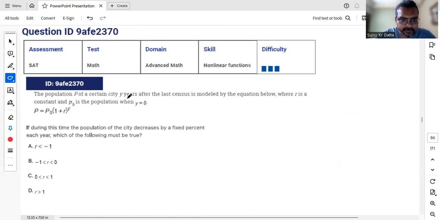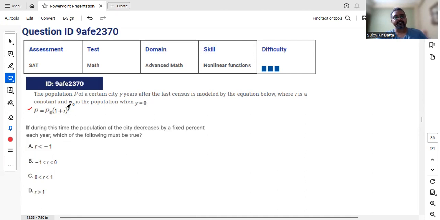The population of a certain city y years after the last census is modeled by the equation below. All right, that's the equation, where r is a constant, and P0 is the population when y is 0. So during this time, the population increases by a fixed percentage each year. Which of the following must be true?